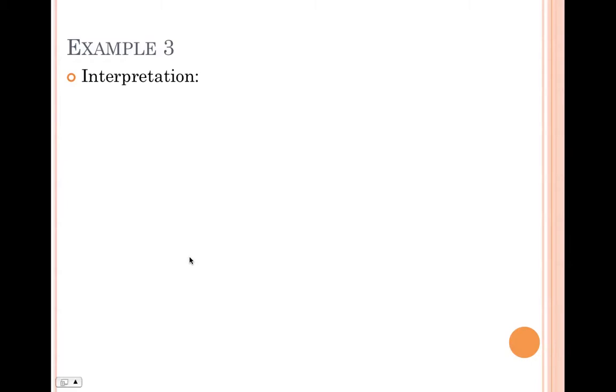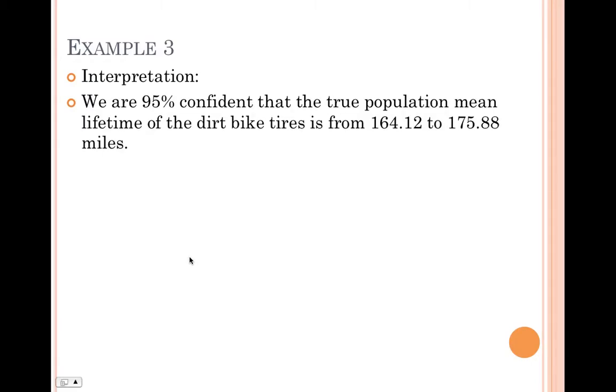So if we were to interpret that, we're going to say we are 95% confident that the true population mean lifetime of the dirt bike tires is from 164.12 to 175.88 miles. Okay, so we're going to always state how confident we are, and we're stating what we are estimating, the population mean lifetime of dirt bike tires, and then we state the value of the interval.